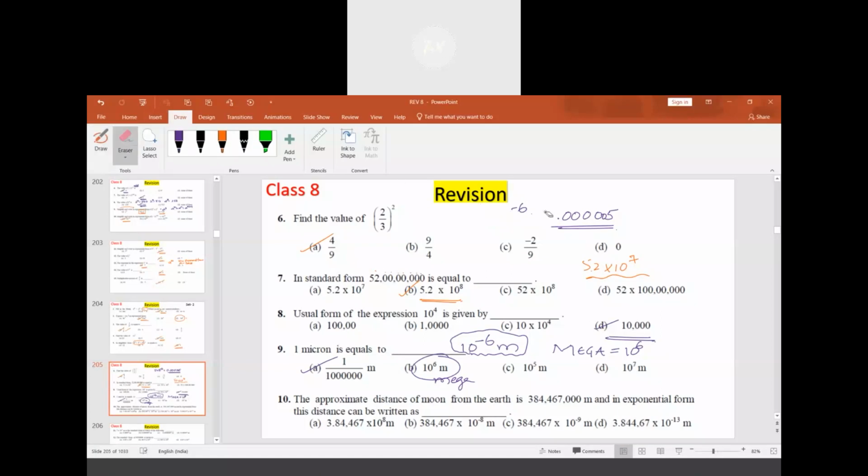Coming back to the next question. The approximate distance of the moon from the earth is option A, 3.84 into 10 to the power 8. Correct.